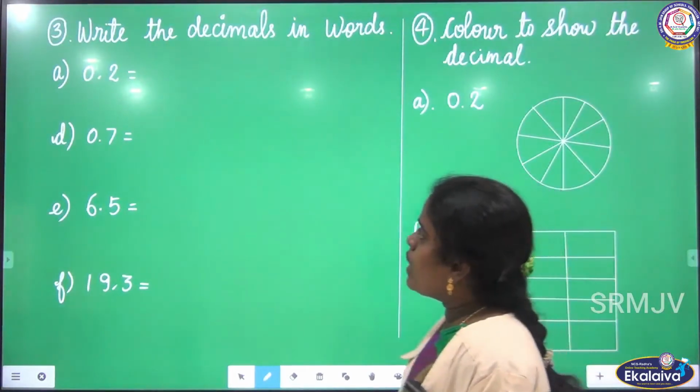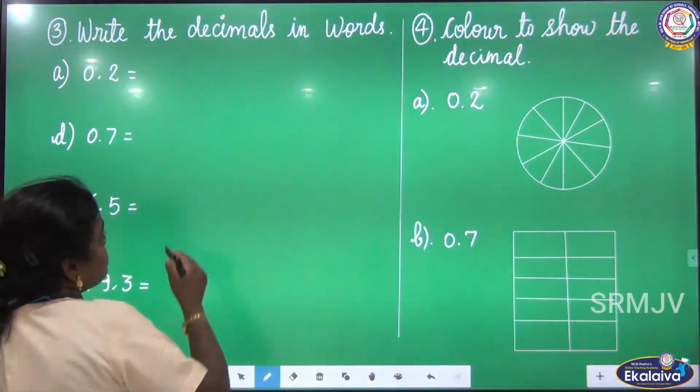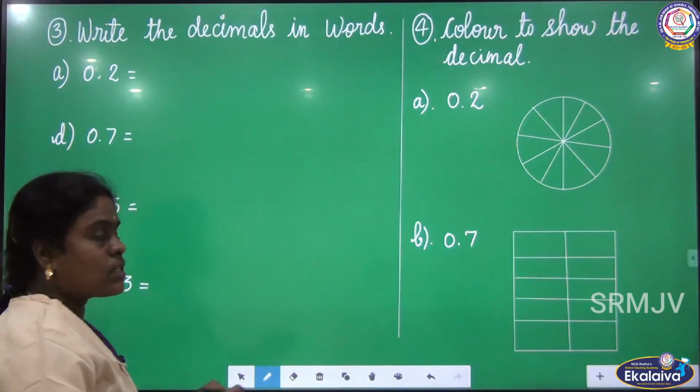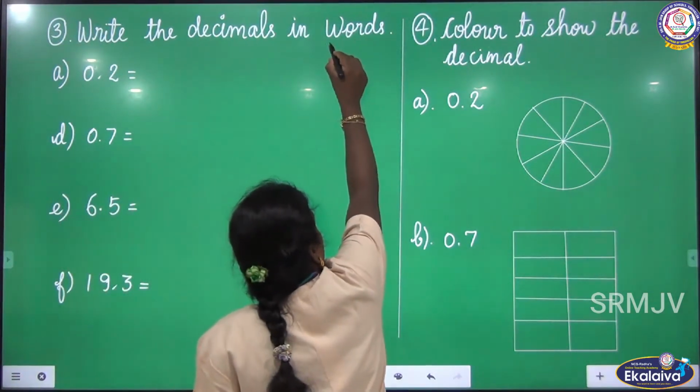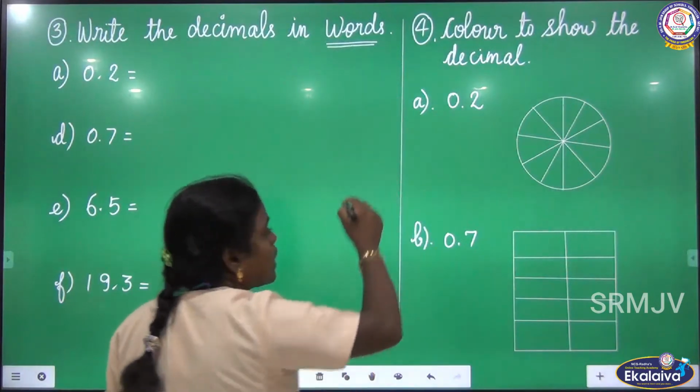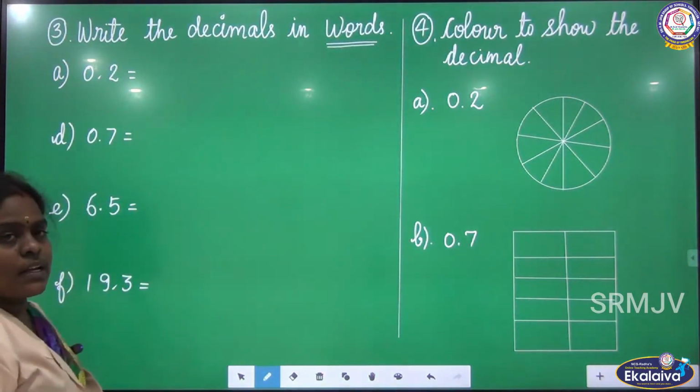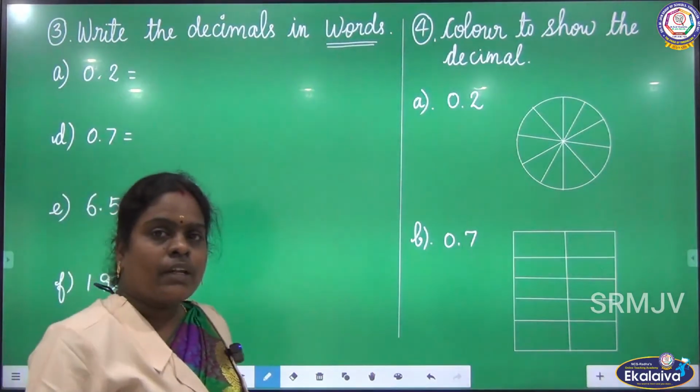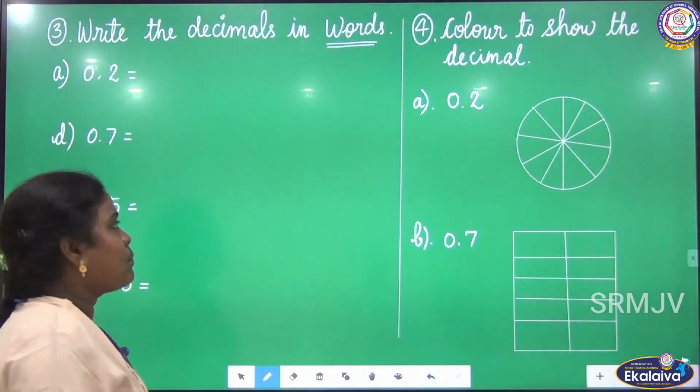Look at the next Roman letter. Write the decimals in words. Words is nothing but the number name. We are going to write the number name for the given decimals. As you read, you have to write the number name.